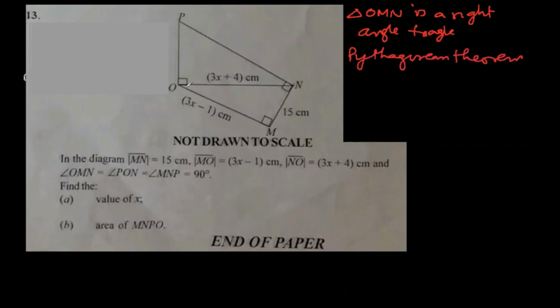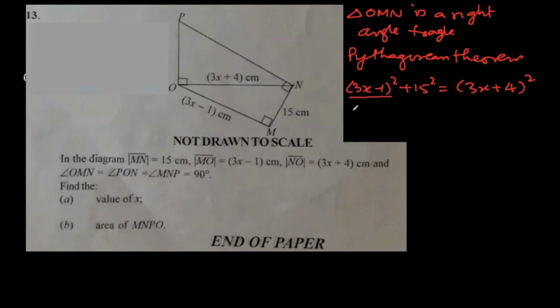So it will be, opposite, or whatever side you call it, square plus b square equal to c square. This is the longest line. The line which is opposite to 90 degree is always the hypotenuse, and that's why I know that is the longest line. So this square plus this square will give us this square. Let's make the equation out of it. So 3x minus 1 square plus 15 square equal to 3x plus 4 square, and we can find x now by expanding it.